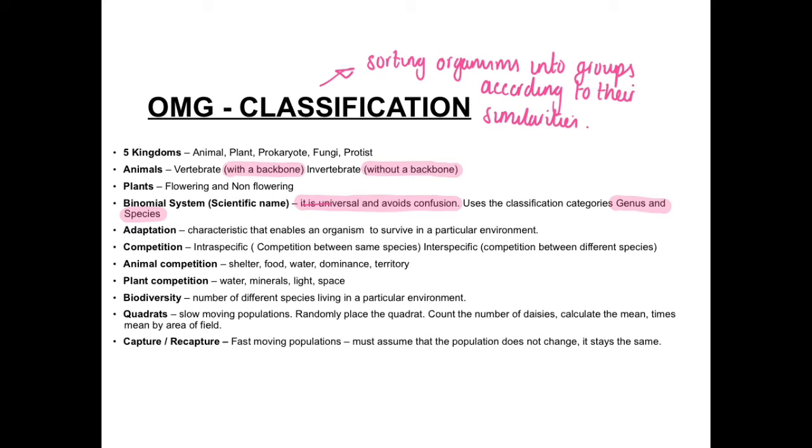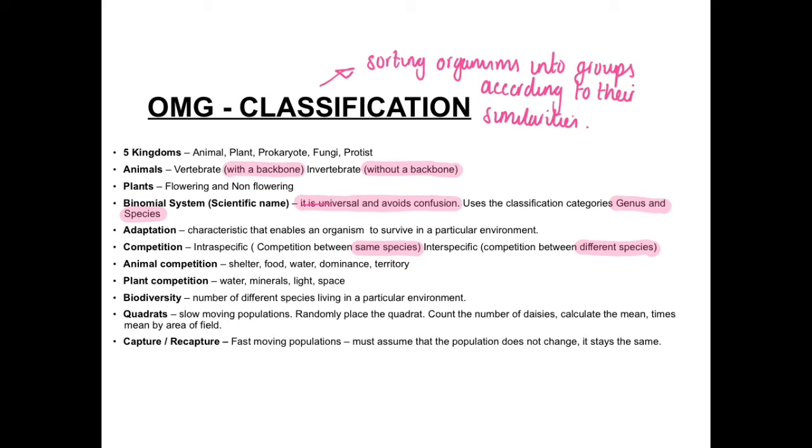Then we have competition, and the 2 types of competition what we need to know. We've got intra-specific and inter-specific competition. Intra-specific competition is competition between the same species. And then inter-specific is competition between different species. So animal competition, then we've got shelter, food, water, dominance and territory. Mainly things that territory could go between different species. Shelter, food is competition. We look at resources for intra and inter-specific competition.